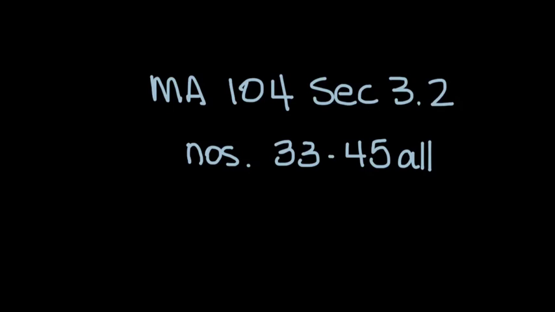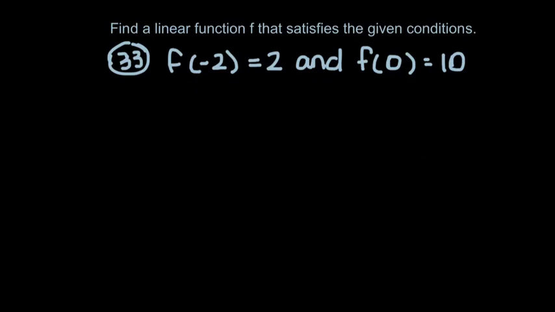This is section 3.2 of MA 104, numbers 33 through 45, odd. We're asked to find a linear function f that satisfies the given conditions, and then we're given two different equations in functional notation.